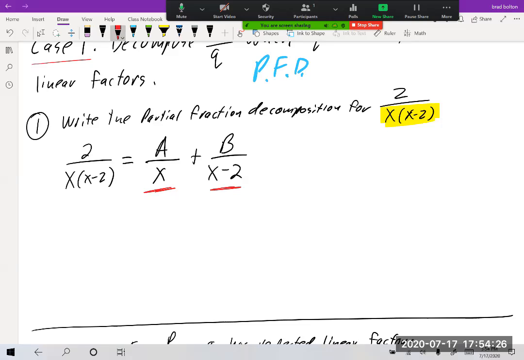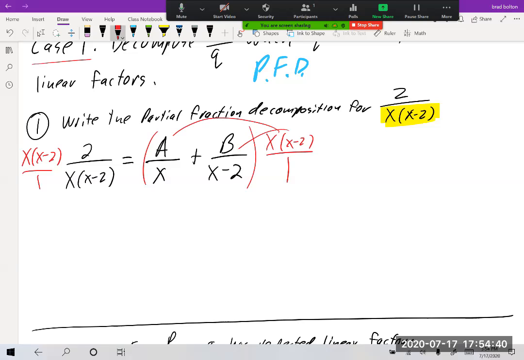So what we do is we multiply both sides by the LCD, and the LCD would be x times x minus 2, over 1. So we know that this distributes simultaneously. This cancels with this, and we're going to be left with 2 equals a times x minus 2, because the x's cancel, right? And then here the x minus 2's cancel, and we'll be left with bx. Okay, so we have this situation.